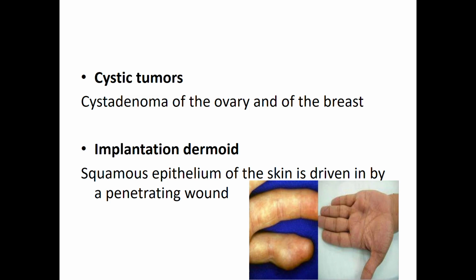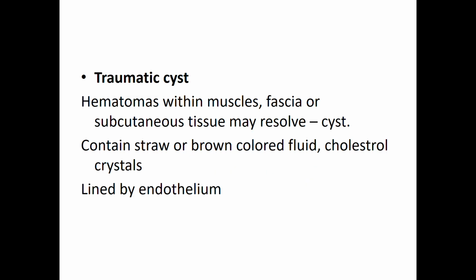And the sites are very peculiar here. It is usually seen in the finger, the hand, or the sole of the foot, because these are the places where you usually see injuries happening. And mostly, if you see the profession, it can be seen in tailors or farmers, or those who are doing a lot of gardening work. So implantation dermoids are seen in certain areas. Next, you have another variety, that is a traumatic cyst.